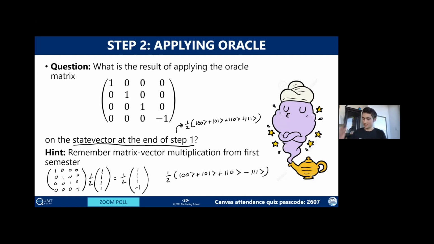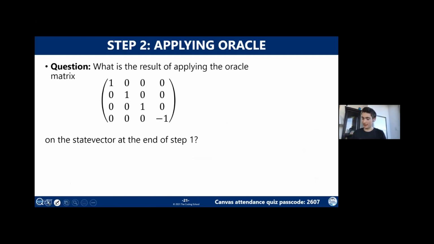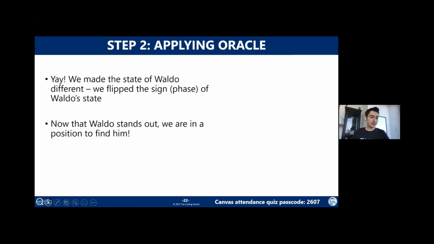Okay, so that is all I wanted to say on that, I think. So we went, I guess I should have solved it on this side, had a bit more room, but that's okay. This is pretty much it. We have succeeded in applying our oracle, right?